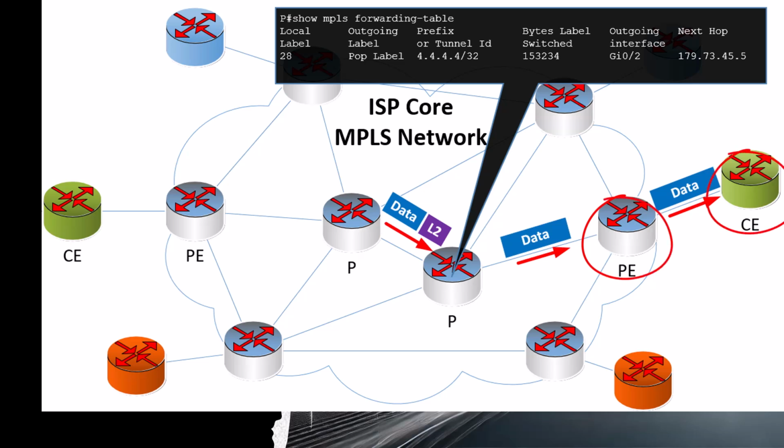Now, when the P router receives something that is tagged with label 28 with a destination of 4.4.4.4, its outgoing label says pop label, which means remove the label. The label is actually removed by the last P router in the path to our intended destination. Now, once this packet reaches the PE router here, it no longer has an MPLS label, and it's just normal routing that takes place. Remember, PE and CE routers have a regular IP routing peering. So it is only IP routing that's used to get that data to its intended destination over that last link.